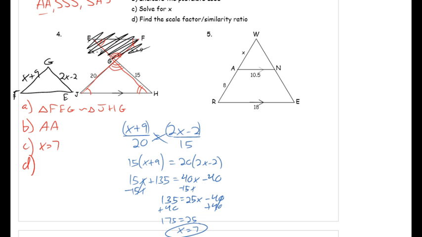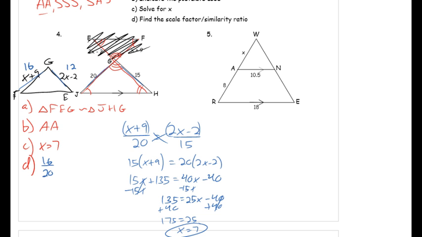If we plug in 7 plus 9, that's going to give us 16 here. If we plug it in here, 2 times 7 is 14. 14 minus 2 is 12. In other words, our similarity ratio, or our scale factor, is 16 matches up with 20, 12 matches up with 15. Either one you take, you're going to get the same thing.